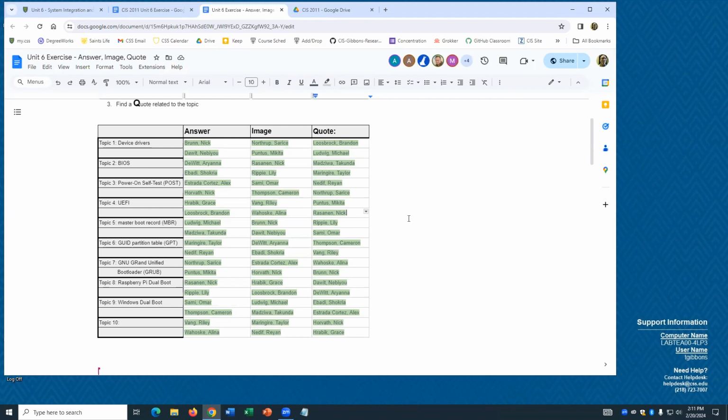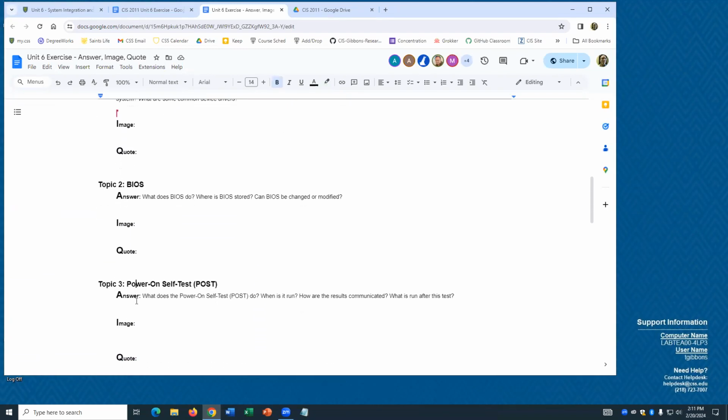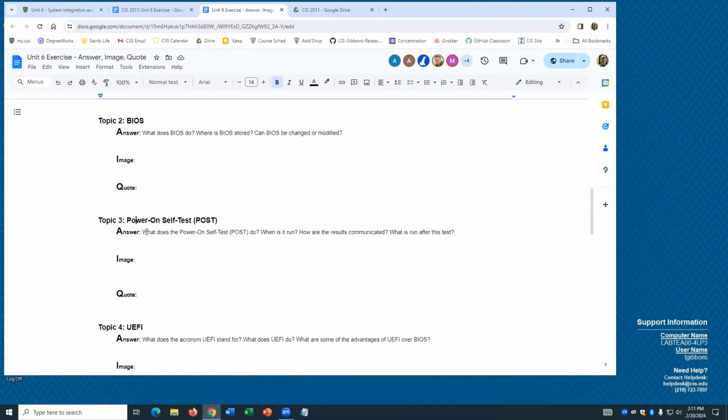What I've done is assign people to different tasks here. How this is going to work is you're going to log in. We have different topics here from the chapter, and for each topic, there are 3 things. There are some questions that you need to research the answer to, an image that's somehow related to this topic, and then a quote that's somehow related to it. So for BIOS, there are some questions related to BIOS that we can provide answers to, an image, and then a quote, and we want to have all three.